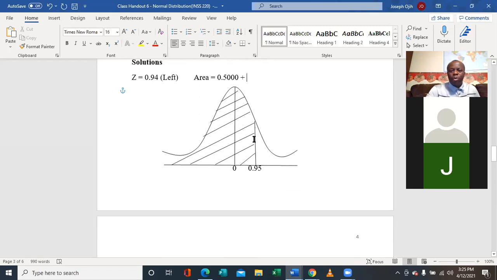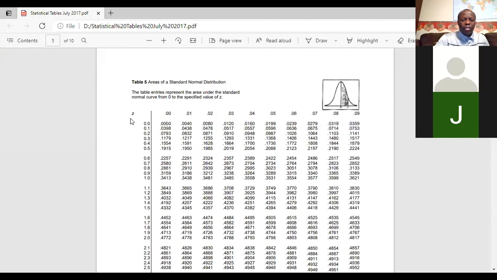This place is one we look for in the table, because we don't know what it is. So that will take us to the table of normal distribution. Here's the table right here. You can see the Z right here, the table of areas of a standard normal distribution. So 0.9 is gonna be here, under 5. That will give us 0.95.